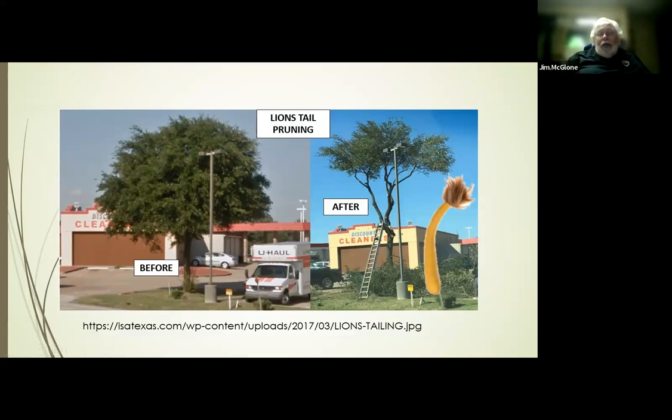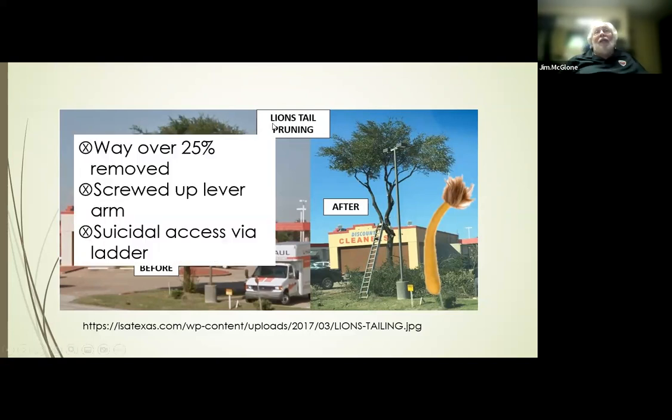The problem that happens when you do this is, in this case, they took off way more than 25% of the live crown, but they've also messed up the lever arms. So now you have all the weight of the tree, and when the wind blows, all the force is up here, but the bending moment for the tree is still where it was down here. Because you've got all this weight and these long levers, it's like kids on a teeter-totter, where the teenager sits on one end, and the 6-year-old is dangling up in the air because you put all the weight on there.